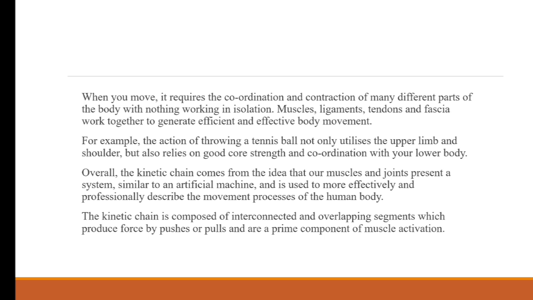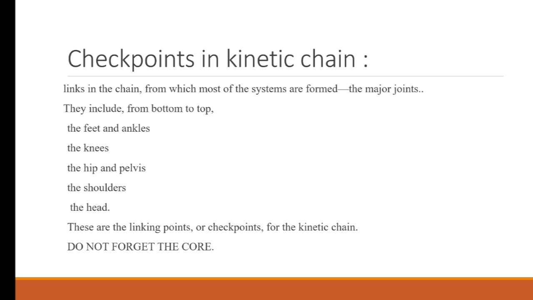The overall kinetic chain comes from the idea that muscle and joint present a system which is used to more effectively and professionally describe the movement process of the human body. The kinetic chain is composed of interconnected and overlapping segments which produce force by push or pull and are the prime component of muscle activation. What are the links in the chain from which most of the systems in the body are formed? They include feet, ankle, knees, hip and pelvis, shoulder, head. These are the linking points from bottom to top for the kinetic chain.